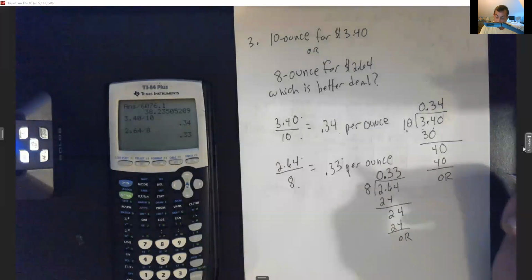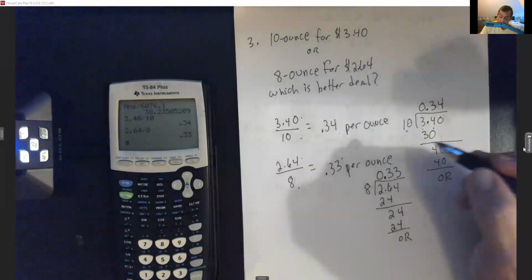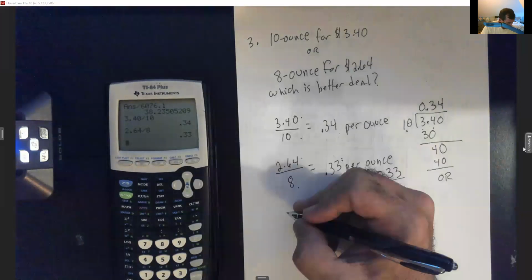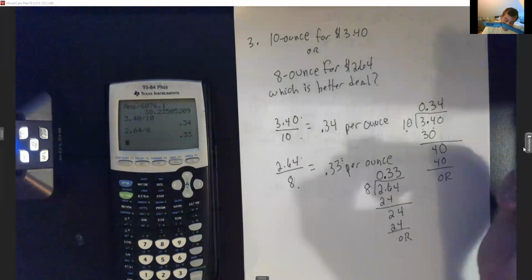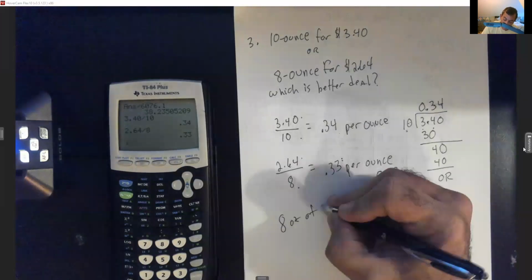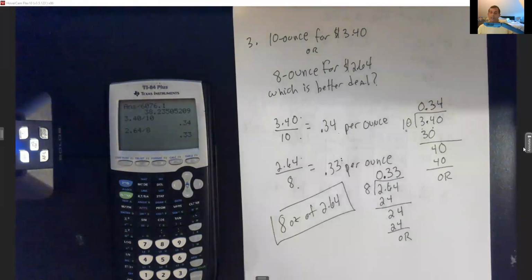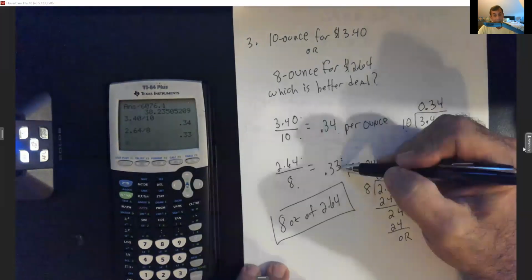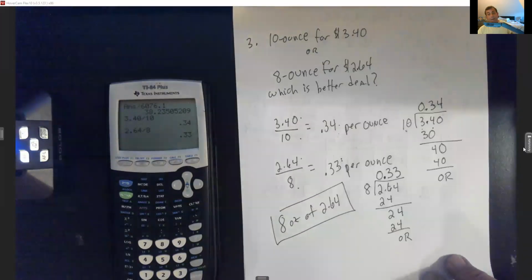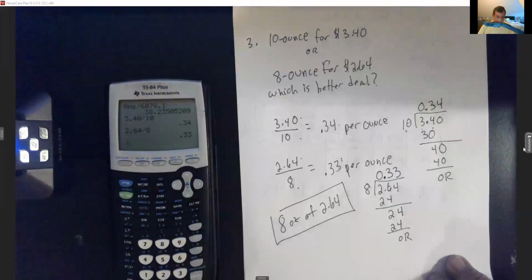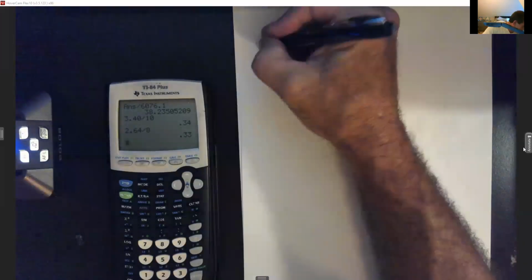So it looks like to me, the better deal is the one where I'm paying 33 cents per ounce. So that would be what? The 8 ounces for $2.64. Okay, so you see how I did that? I just figured out each one's price per ounce, and then I compared that. And 33 cents is less to spend than 34. Now, if I was selling it, I'd probably want to do this, right? But I'm not selling it, I'm buying it, okay? All right, so here comes number 4.